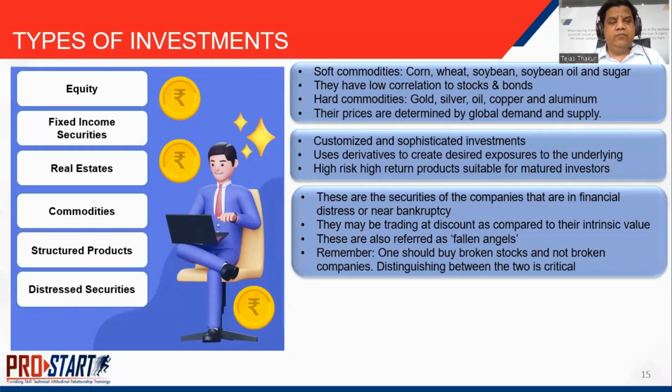Now, till all of these 3 points, we've always talked about distressed securities as positive and as an opportunity. Why? Remember what the gurus of the market say: one should buy broken stocks and not broken companies. Distinguishing between the two is critical. What is the difference? A broken company is somebody who has a problem in their financials, problem in their cash flows, problem in their debt, problem in their sources of financing, etc. So if I buy a broken company, the stock can go down and down and down.